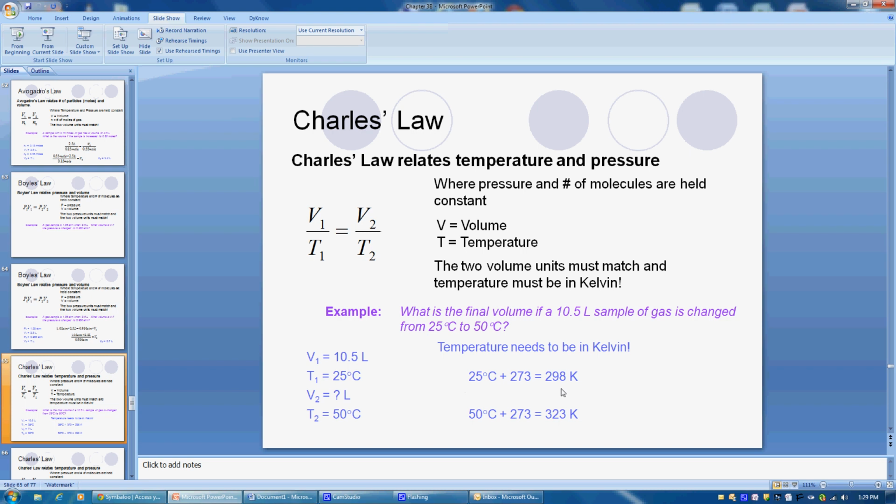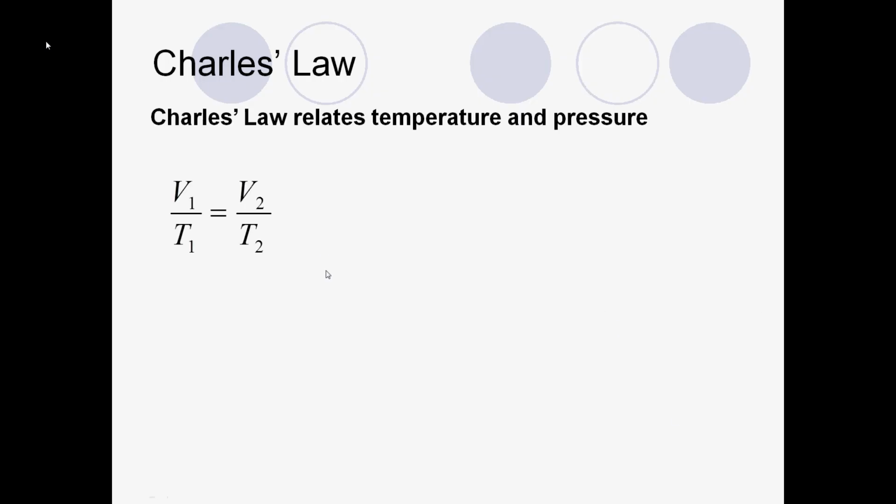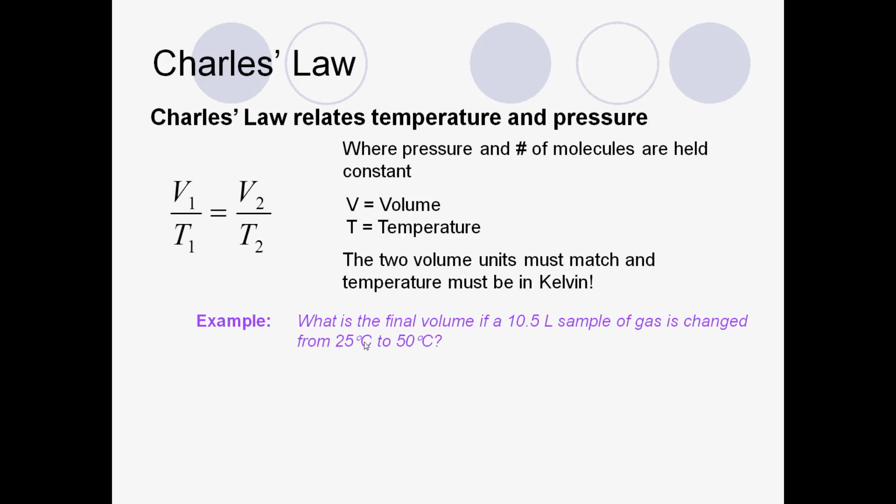Okay, and that is shown here. I wasn't sure if it was or not. So that is shown here. So when we look at our problem, we can add those together. So what is the final volume if we have 10.5 liters and we change it from 25 degrees Celsius to 50 degrees Celsius? So we write down what we know here, and again, temperature has to be changed to Kelvin.